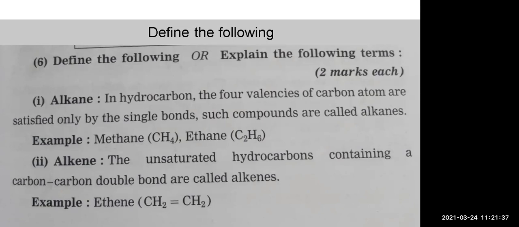Then what do you mean by the alkene? So alkene is an unsaturated hydrocarbon and alkane is a saturated hydrocarbon. So alkene and alkyne both are unsaturated. So here the unsaturated hydrocarbon containing a carbon-carbon double bond. That means whenever there is a double bond present between carbon and carbon, in that case it is known as the alkenes.